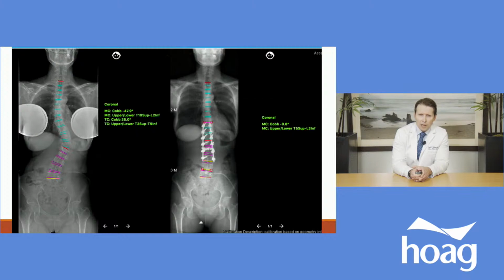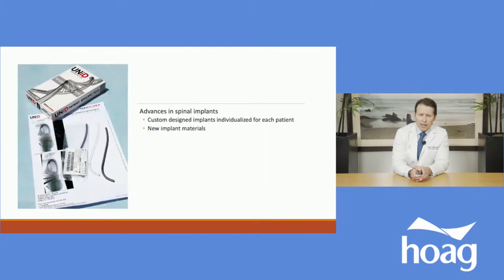This is the patient that the film pertains to, and we can see here the thoracolumbar deformity and the correction afterwards. Next is the advances in spinal implants. Over the past 10 years and moving forward, there has been great measure taken to customize and produce implants that are patient-specific. This is here an example, which is unit rods. These rods are based off of preoperative planning measurements and then customized to each and every individual.